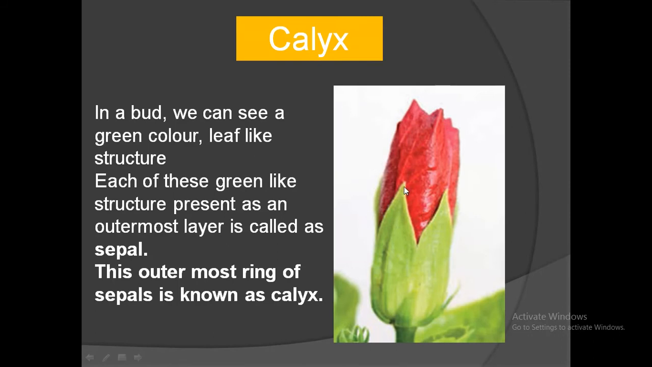Calyx. The cup-like structure is calyx. It is found at the base of a flower. It is made up of sepals. Outermost ring of sepals form a calyx. The cup-like calyx is formed of outermost ring of sepals. What's the color of calyx? Green in color. It protects the young bud and young flower.